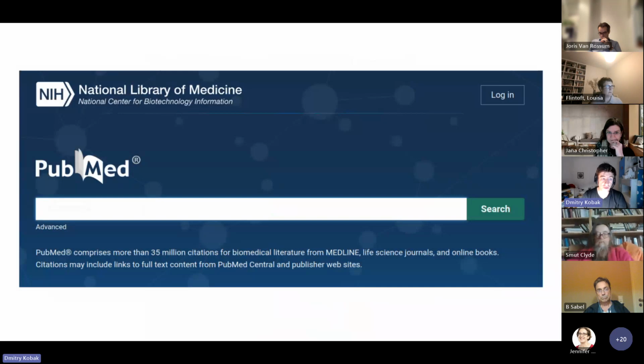So we wanted to visualize PubMed. I think everybody knows PubMed is the online library that one can query that aims to comprise the entire biomedical literature. So everything that is published on biology and medicine is indexed by PubMed. And they say here on the website that they have 35 million citations in there.